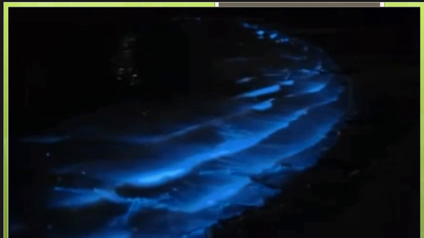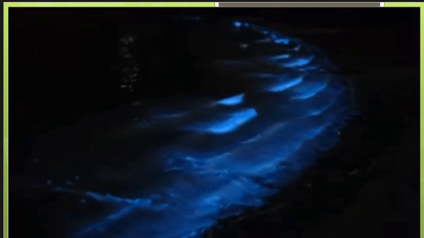Bioluminescent tides like this one are certainly rare. However, dinoflagellates are found in huge numbers all over the world. They're among the most widespread of all bioluminescent life. Wherever they exist, these single-celled creatures highlight anything that moves.